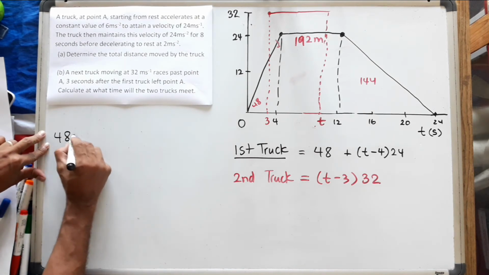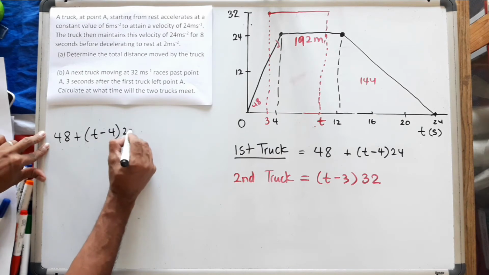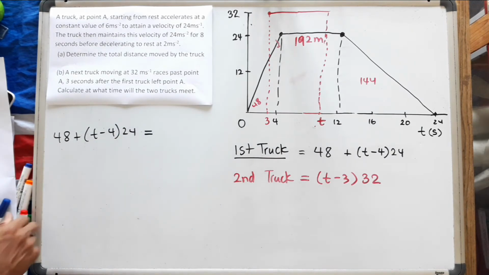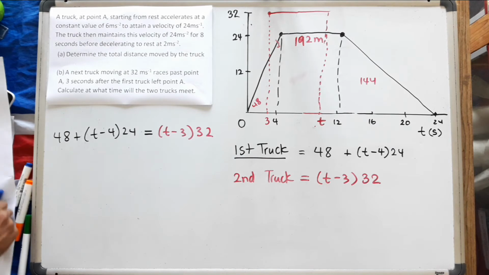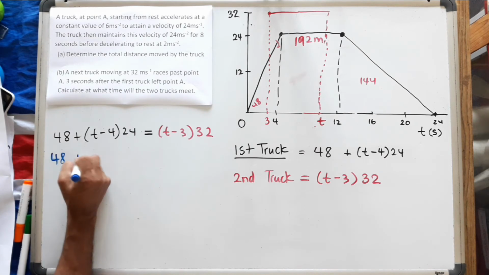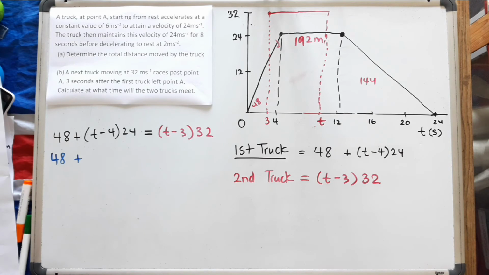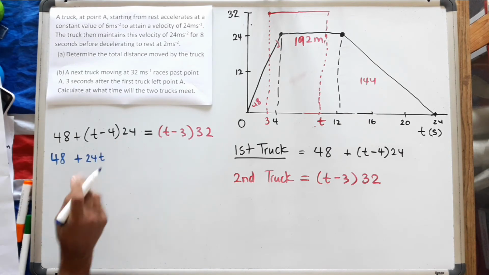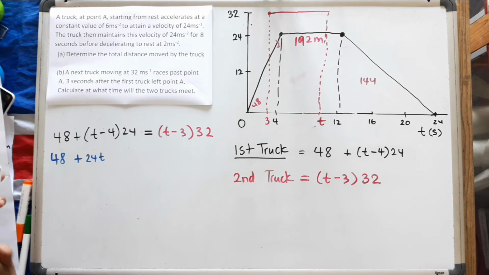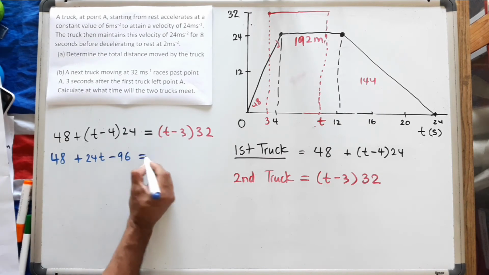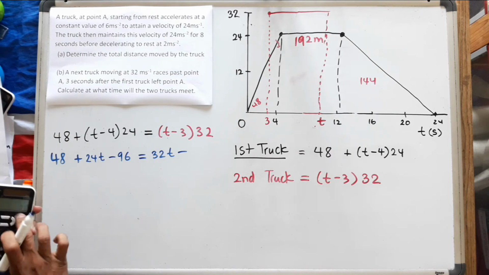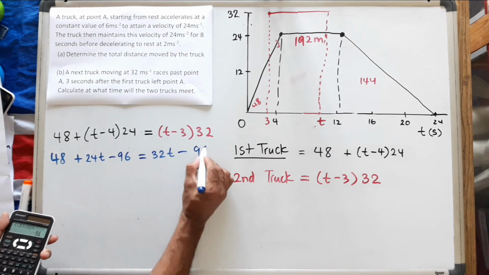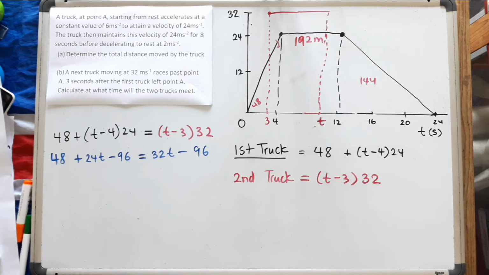So the first truck is 48 plus (T minus 4) by 24. And this is supposed to be equal to (T minus 3) by 32. All right, so I'm just going to multiply all the brackets quickly. Here's 48. Everyone in this bracket gets multiplied by 24. T by 24 is 24T. Minus 4 multiplied by 24 is minus 96. And this is going to be equal to T by 32 is 32T, and minus 3 by 32 is minus 96. So lucky for us, we got 96 on both sides.